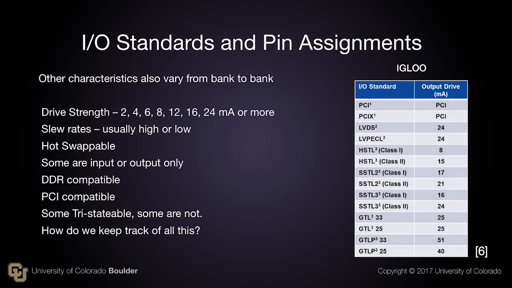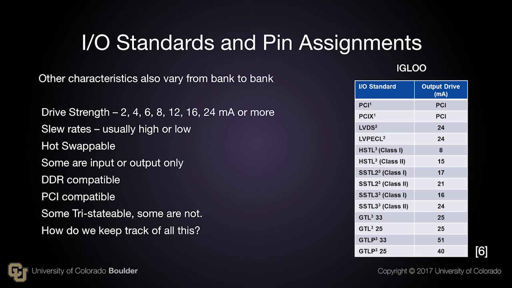Other I/O characteristics are also important and need to be assigned on a bank basis, as they can vary from bank to bank. Drive strength can vary from 2 to 24 milliamps or even more. Slew rates can be set fast or slow. Some pins are hot swappable or input only or output only, while others are not. Some are DDR or PCI compatible, while most are not. Some are tri-statable, so they can be used to create external buses, others are not. How do we keep track of all of this?